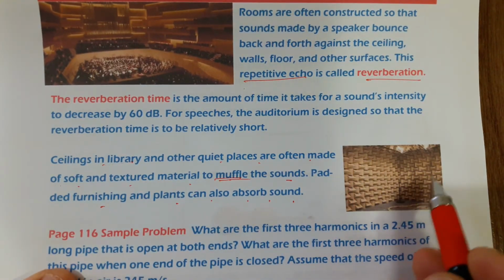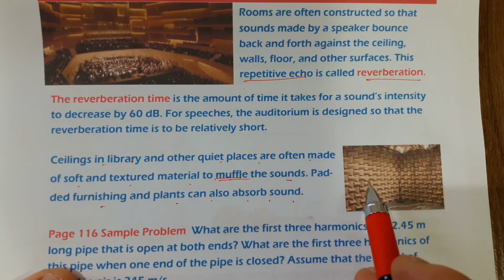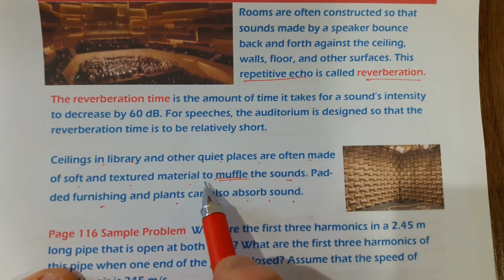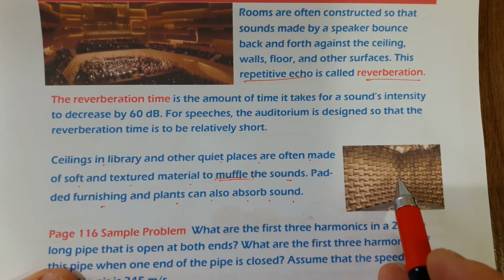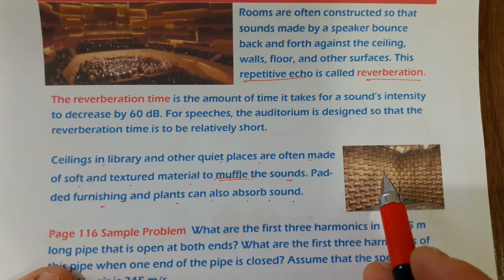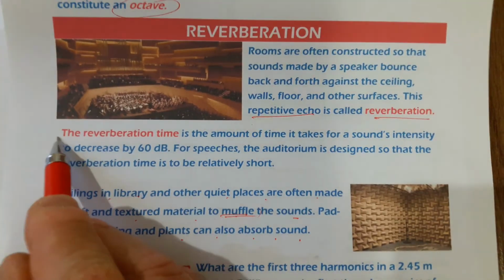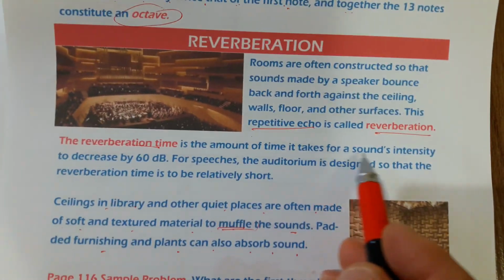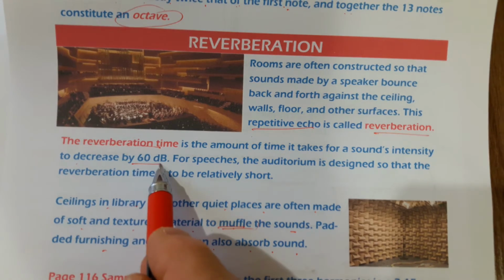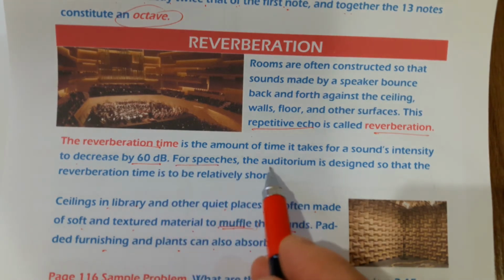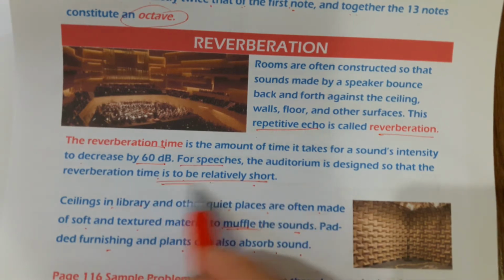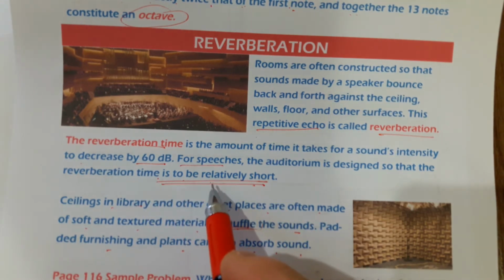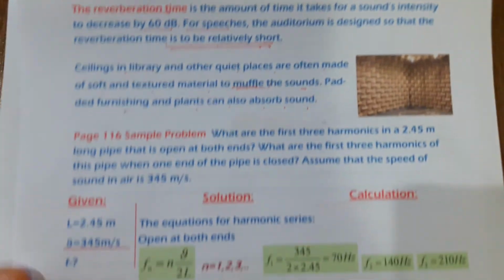In radio studios, the walls are generally covered by sponges. Why? Because we want the sound to be muffled or absorbed, not to reflect. If it reflects, we cannot hear the sound clearly. Reverberation time is the amount of time it takes for a sound's intensity to decrease by 60 decibels. For speeches, the auditorium is designed so that the reverberation time is relatively short. If it is not relatively short, what the speaker says cannot be understood very clearly.